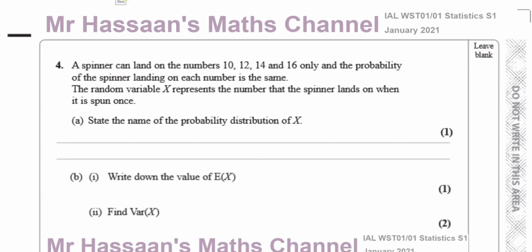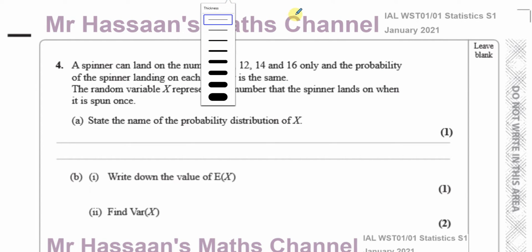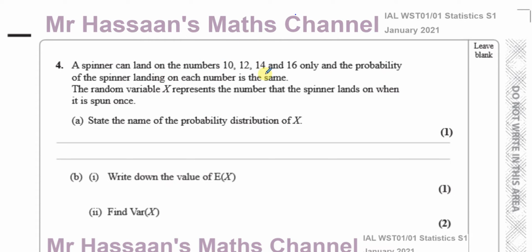We are now on question number 4 from the January 2021 International A-Level Edexcel S1 paper. This question is about discrete random variables, and we have a spinner which can land on the numbers 10, 12, 14, 16 only, and the probability of the spinner landing on each number is the same. The random variable x represents the number that the spinner lands on when it is spun once. State the name of the probability distribution of x.